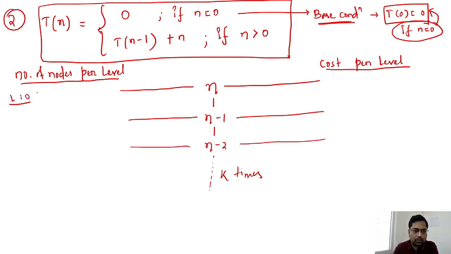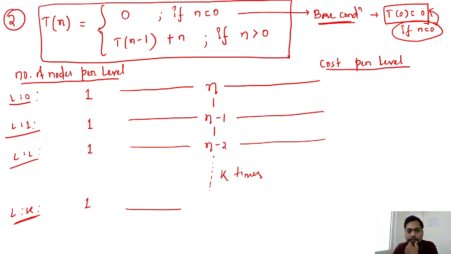Level 0, level 1 and level 2, or k times, however many times you are running, you can say it's level k. Next, for level 0, the number of nodes per level is 1. Here is 1, here is 1, also here will be 1. How? Here it's n minus 0, and we are decreasing, so if something is minus 0, the same value is written.